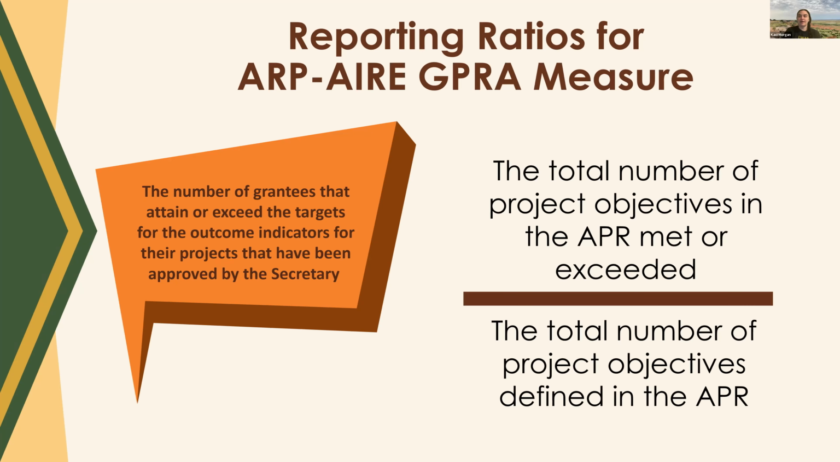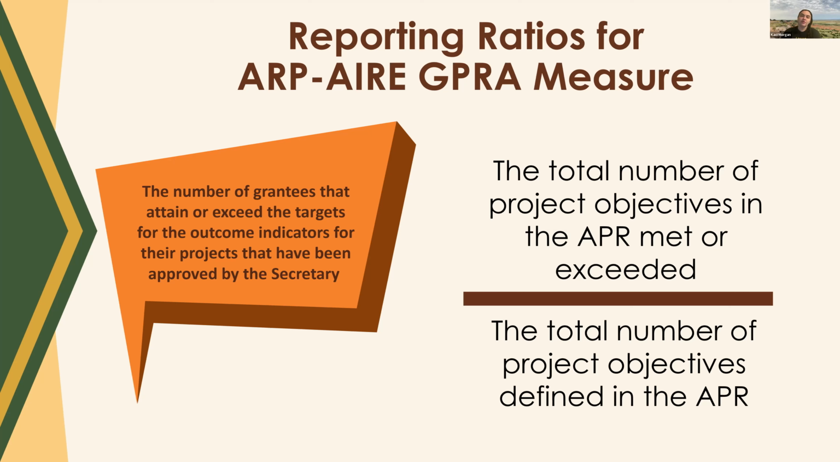So this is what that GEPRA measure means to you. You're going to put the total number of project objectives in your APR that you met or exceeded over the total number of project objectives defined in the APR. So that is not necessarily the number of objectives that you had actual data for, but your total number of project objectives. If it is a project objective that is listed in the APR, then you would add that up. Those are your total number of project objectives that would go on the bottom there, or be the second half of the ratio.